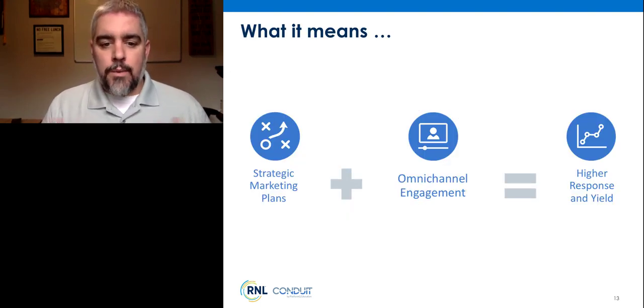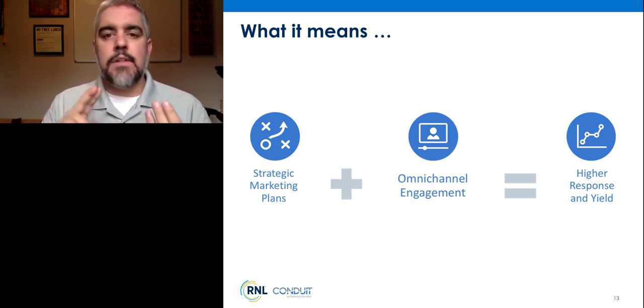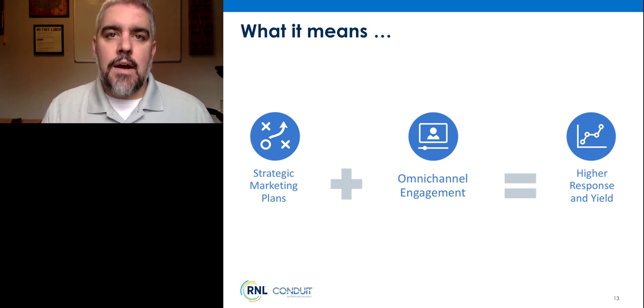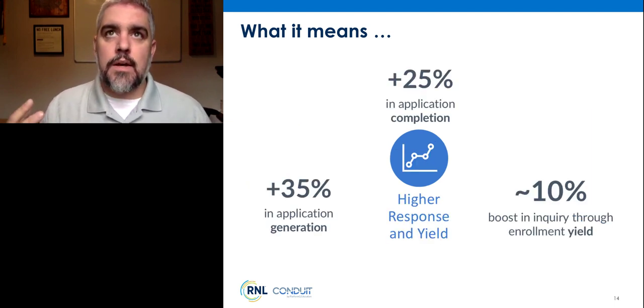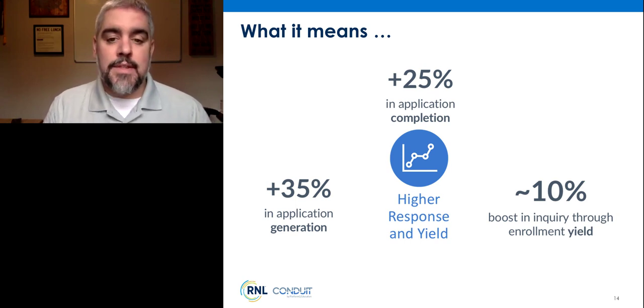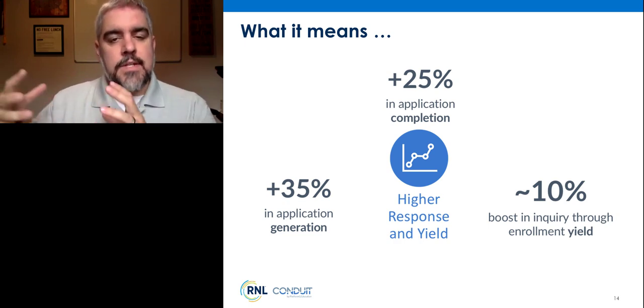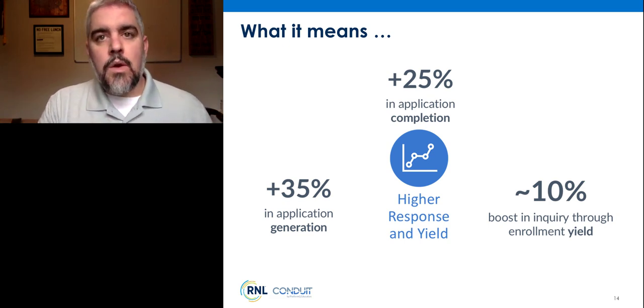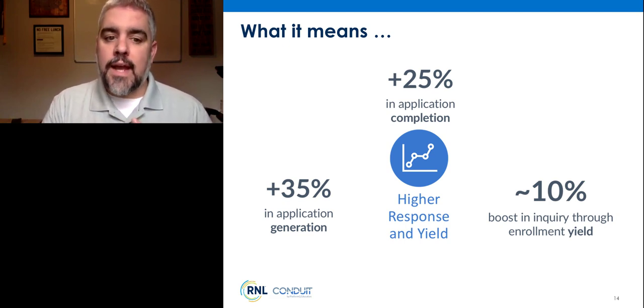So when we talk to RNL and we work with them on developing these plans, we say, how do we align omni-channel engagement, webcasting, streaming, live chat, legacy communications, email, texting, phone, etc., with overarching strategic enrollment plans with the intent of boosting conversion and yield, right? When we look at the numbers that we've seen from a conversion perspective, there's a 35% boost in application generation, more importantly, a 25% boost in application completion, and then even more importantly than that, about a 10% boost in inquiry through enrollment yield. So what we're talking about is when we align things like webcasting, streaming, and chat with traditional enrollment plans, we see more applications that are completed, and most importantly, more applicants who end up enrolling at the institution.